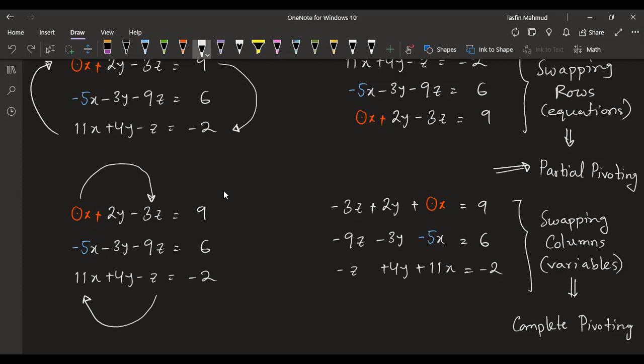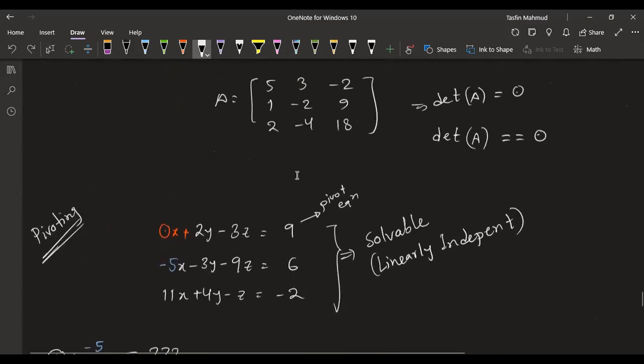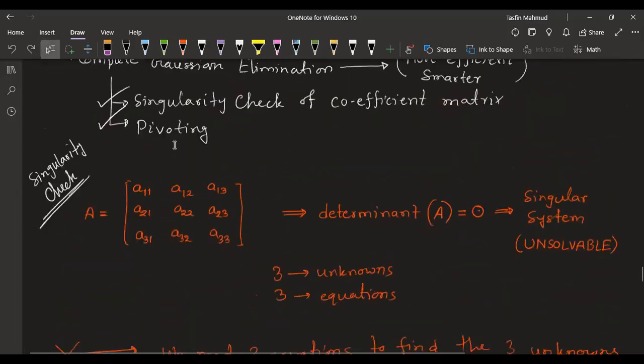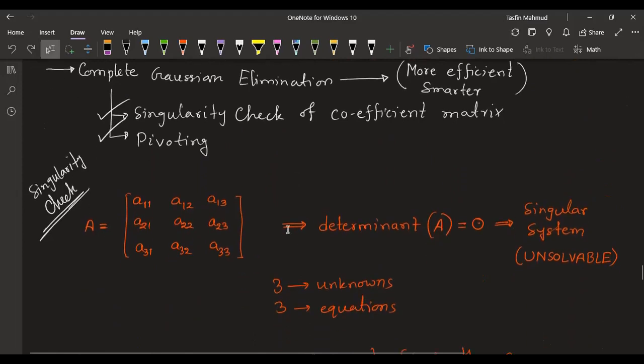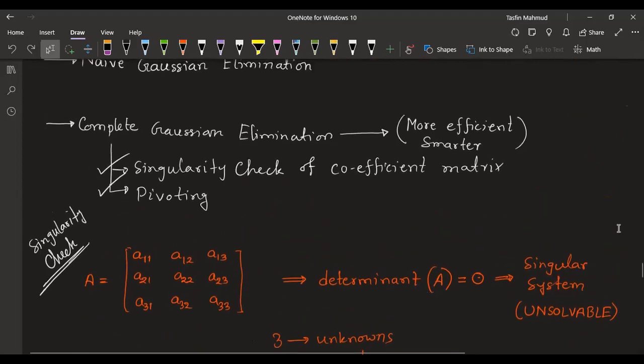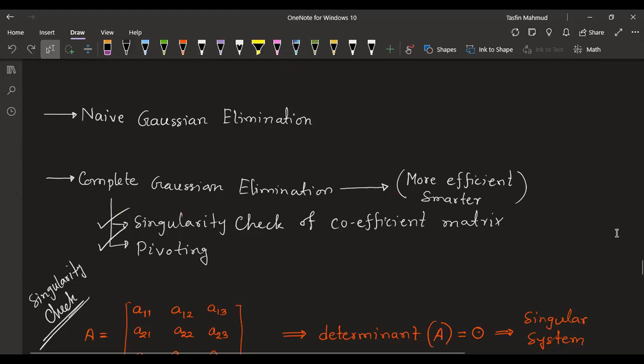so that's the idea of pivoting, and the idea for checking whether the coefficient matrix is singular or not, whether the system is consistent or not. Okay, so you have to modify the code of the naive Gaussian elimination with these two ideas to make the code better, more efficient and smarter. Okay, now we will move on to the naive Gaussian elimination code.